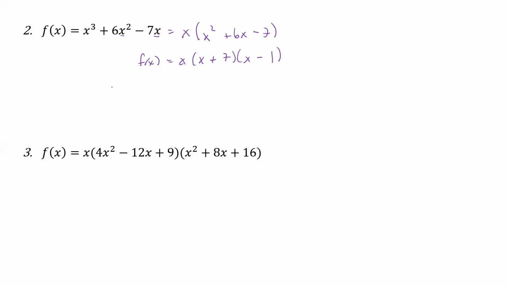And now again, I'm going to want to find the zeros, so set each of those equal to 0. So I have x equals 0, I have x plus 7 equals 0, and I have x minus 1 equals 0. With this one, I get 0, 0. What about the next one? Here I get x equals negative 7, and so I get negative 7, 0. And here x minus 1 equals 0, so x equals 1, and so I have 1 comma 0.